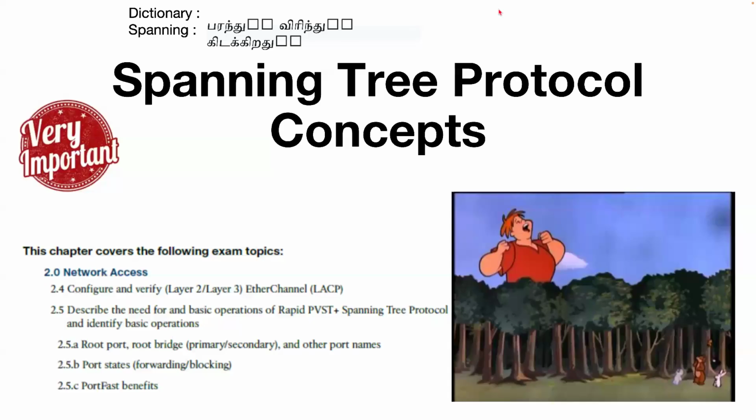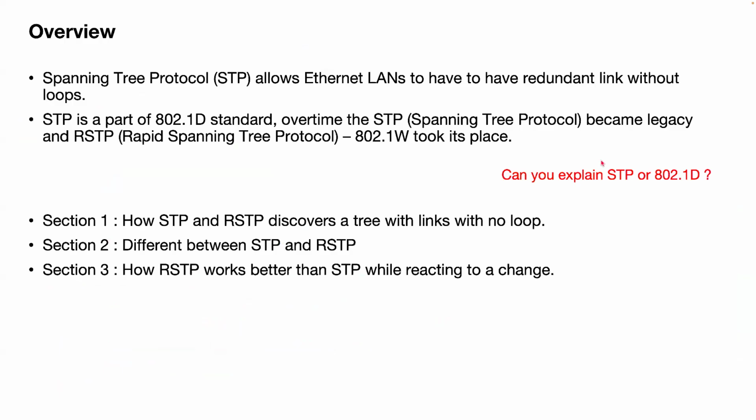So let's see what is Spanning Tree Protocol. It's one of the easiest chapters we have in switching, so very easy. Spanning Tree Protocol allows Ethernet LANs to have a redundant link, meaning two links, without any loops. And STP comes under the 802.1D standard.